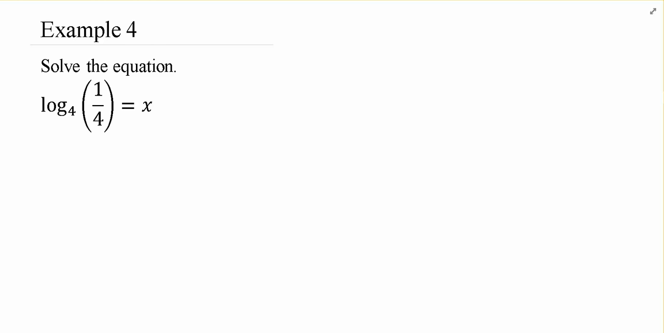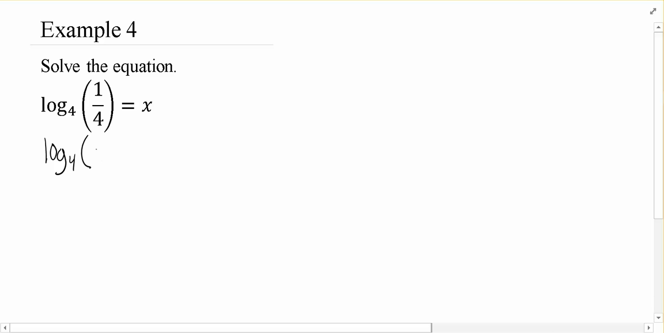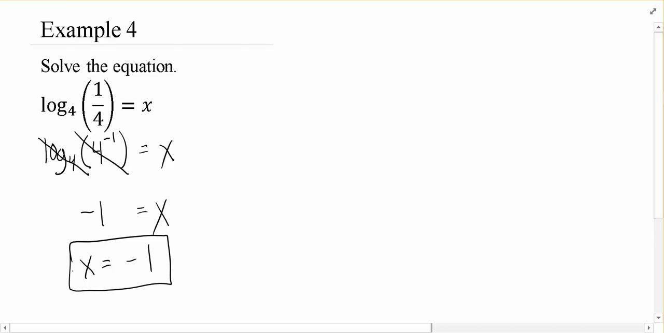We actually did problems like this earlier where we tried to say, let's rewrite this inside as 4 to a power, which would be negative 1 power. The log base 4 and the 4 to a power undo one another, leaving negative 1. So there wasn't any algebra in terms of moving stuff to the other side. You already had x equals, so it was just a matter of simplifying, in this case, the left-hand side.